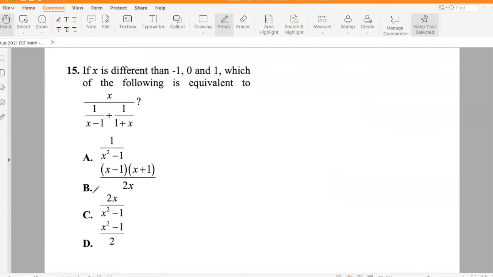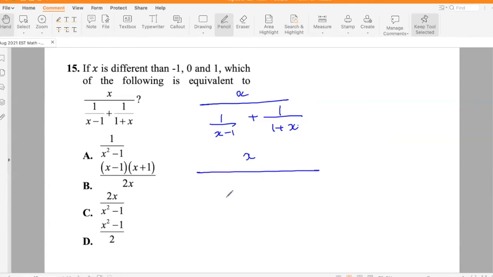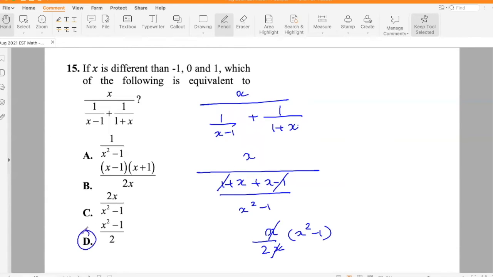If x is different from -1, 0, and 1, which of the following is equivalent to x divided by (1 by x minus 1 plus 1 by 1 plus x)? So that's x divided by (x squared minus 1) in the denominator, with 1 plus x plus x minus 1 in the numerator. 1 and minus 1 go. So x by 2x into x squared minus 1. So x squared minus 1 by 2. Option D.